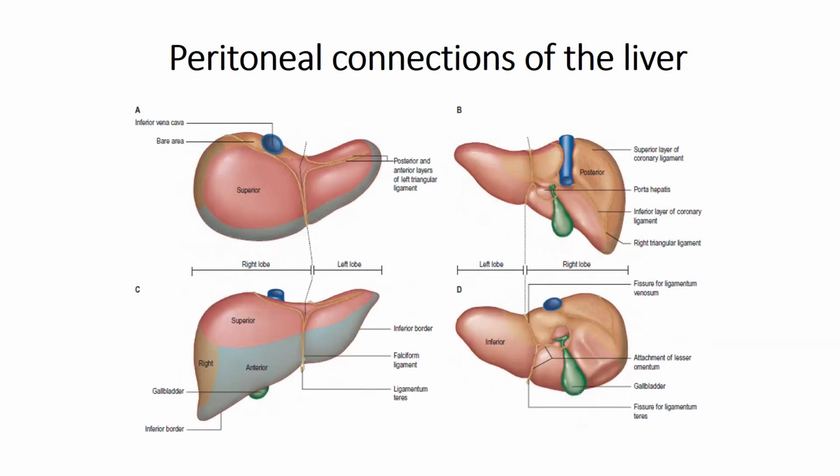Now let's understand the peritoneal connections of the liver, which can only be understood by understanding the development of the peritoneum along with the development of the liver. As the liver starts growing in the ventral mesogastrium, it is wrapped all around by the peritoneal covering, which attaches it to the ventral body wall, making the falciform ligament, and posteriorly it is connected to the developing foregut, which is known as the lesser omentum, and superiorly it is connected to the undersurface of the diaphragm.